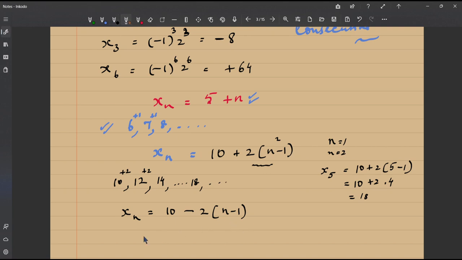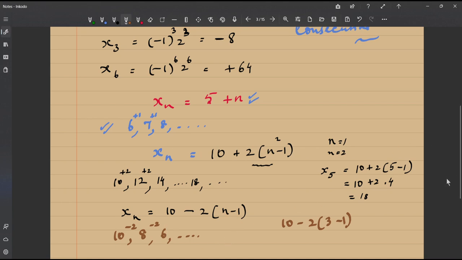We have the sequence. The first term, of course, is going to be 10 only, because if n is equal to 1, it becomes 0. What about the second term? The second term is 2 minus 1, so 10 is going to be reduced by 2, which is 8. The third term, again, 8 is going to be reduced by 2, isn't it? Or 10 minus 2 into 3 minus 1, or 10 minus 4, which is 6, and so on. So you see that the consecutive terms once again differ by 2. Of course, this time it's a negative 2. It's a decreasing sequence.